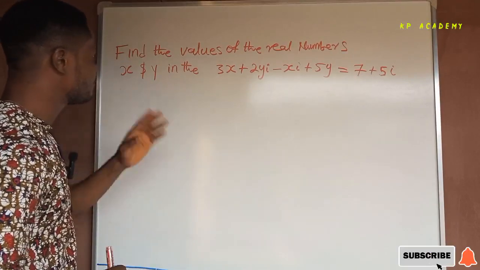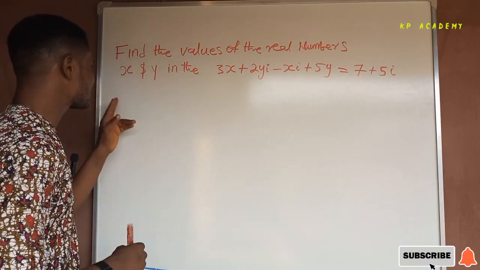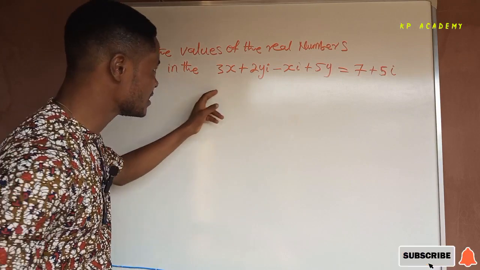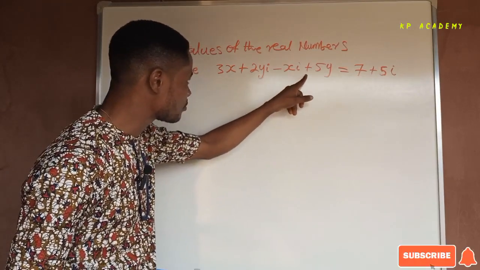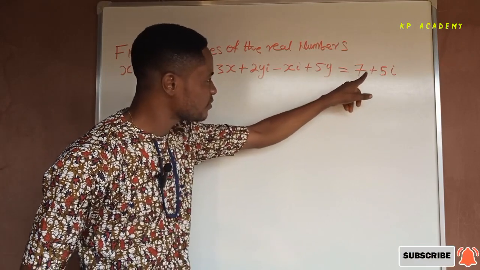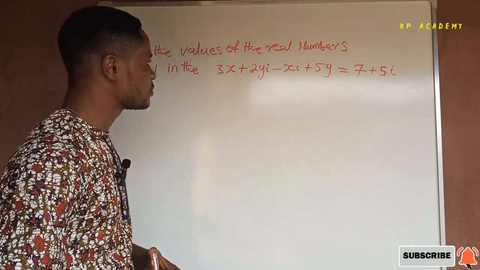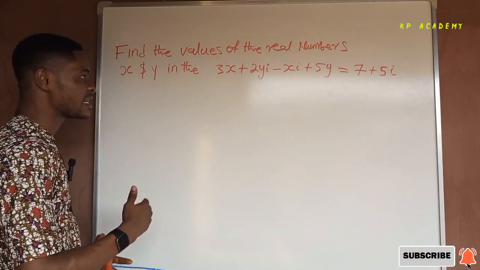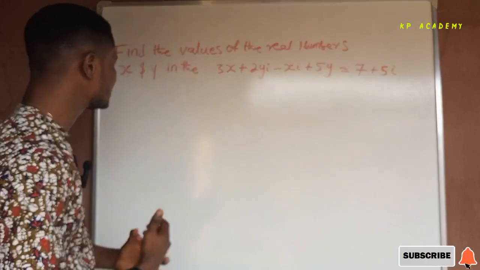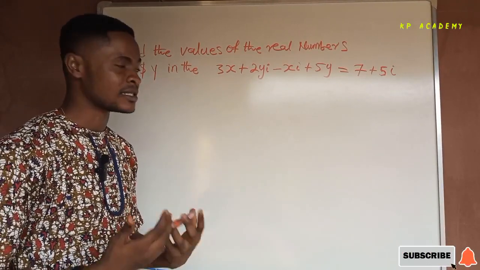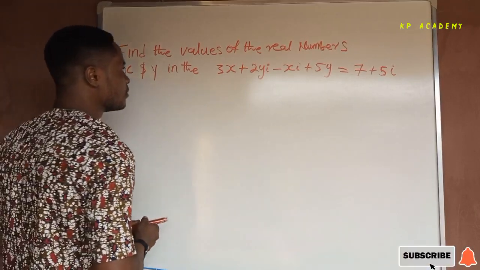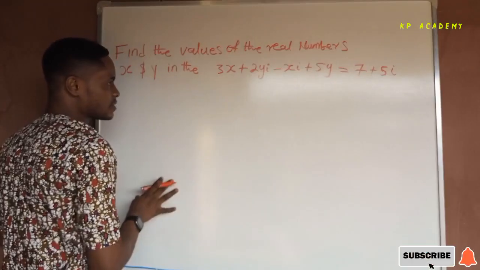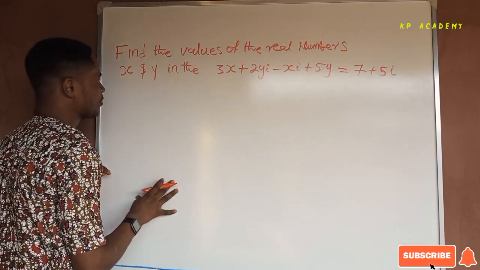It says, find the values of the real numbers x and y in the equation 3x plus 2yi minus xi plus 5y equals 7 plus 5i. We are asked to find the values of x and y, and we are told that x and y are real numbers. Solution. First, of course, this i here simply means the imaginary symbol i.